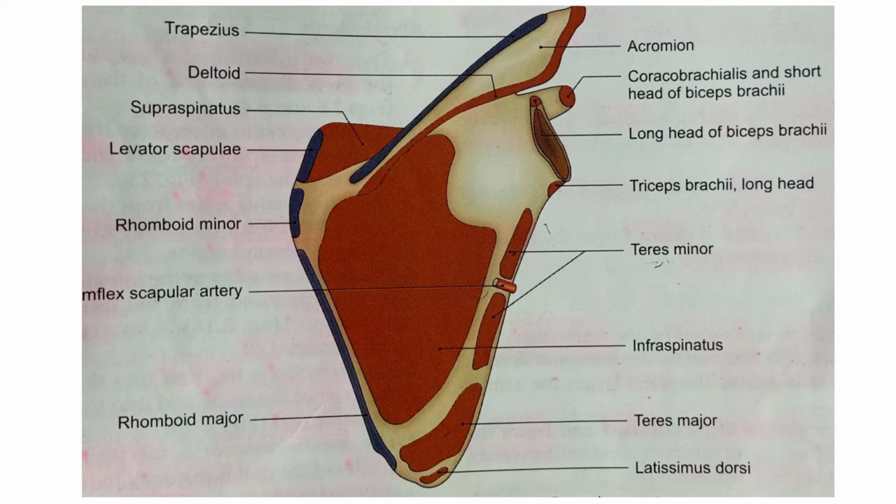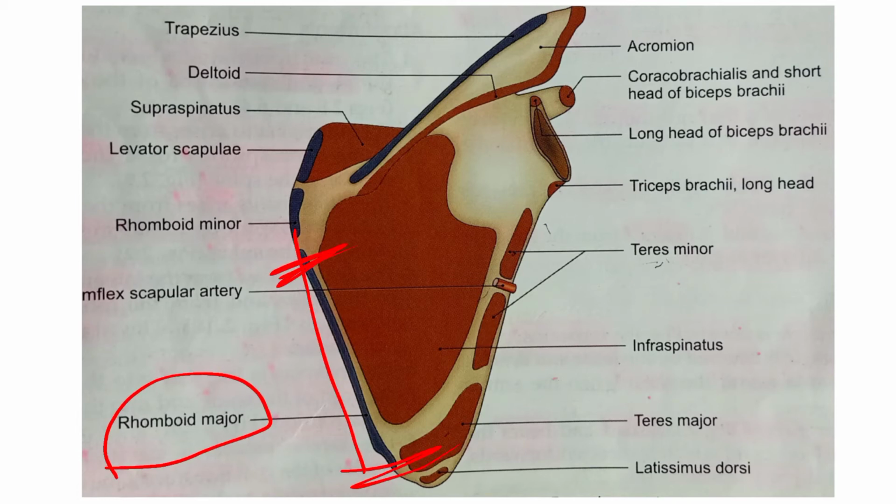Moving further to rhomboid major. Now rhomboid major is over here. Alright. So it is inserted into the medial border. Exactly medial border of dorsal aspect between the root of the spine and the inferior angle. This is the root of the spine and inferior angle.